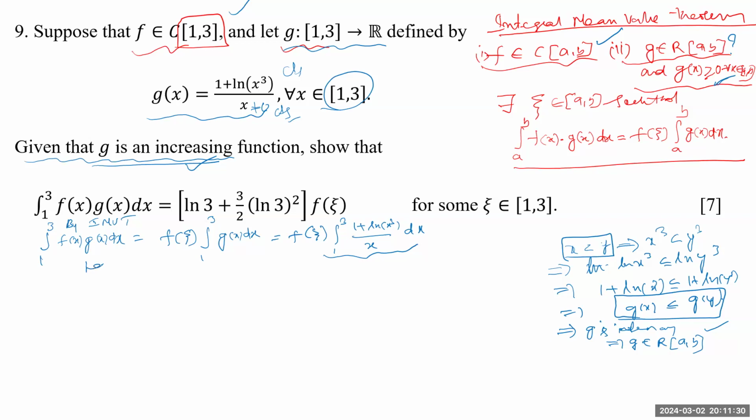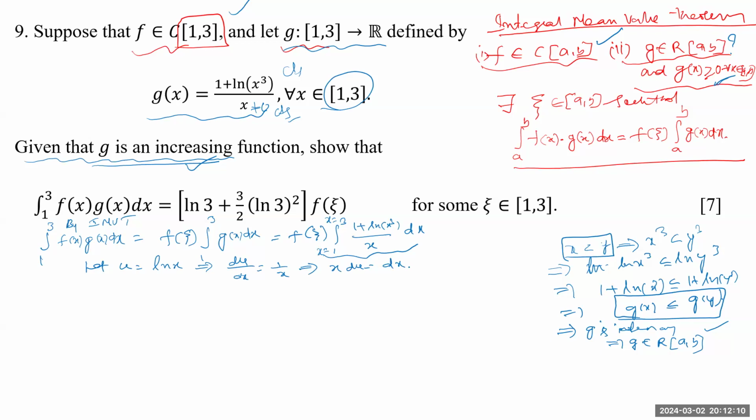Let us take u equals ln x, because the limits are x equals 1 to x equals 3. Right? So now let us take u equals ln x. Then what is the derivative? du/dx is equal to 1 over x. That implies x du is equal to dx.